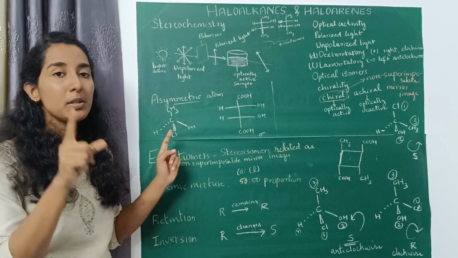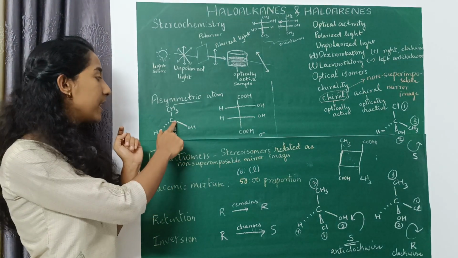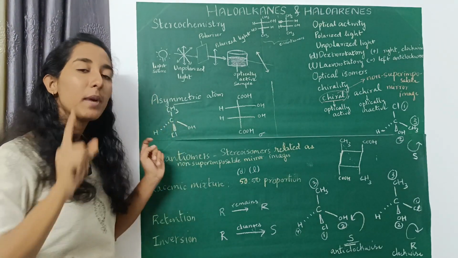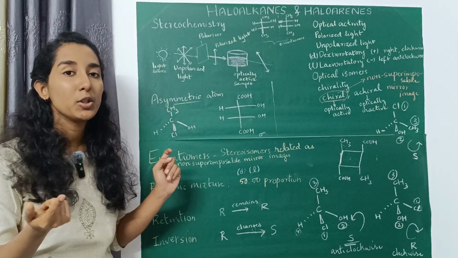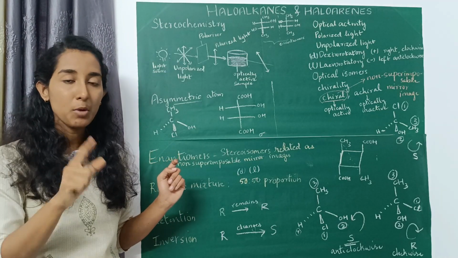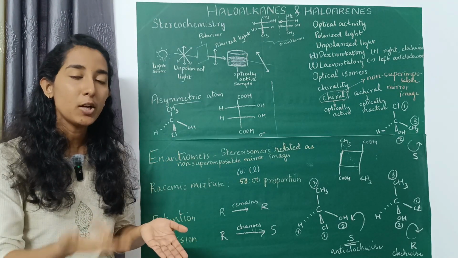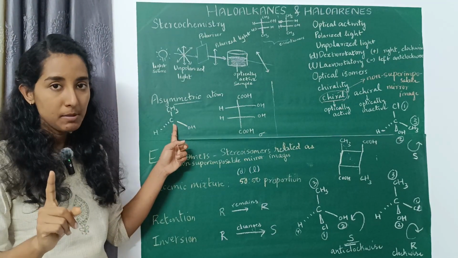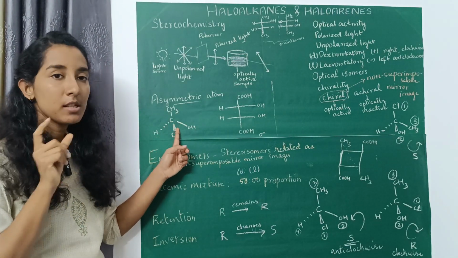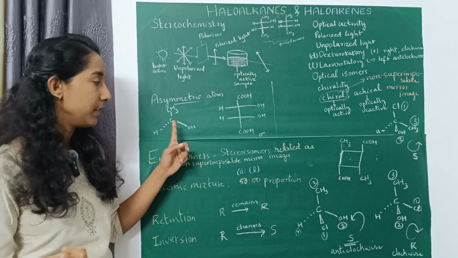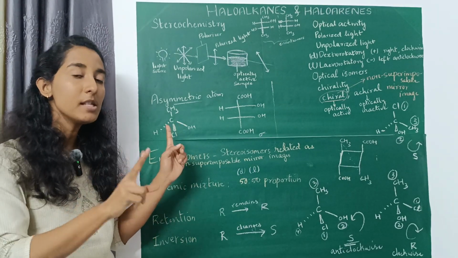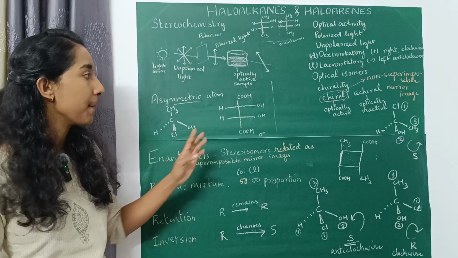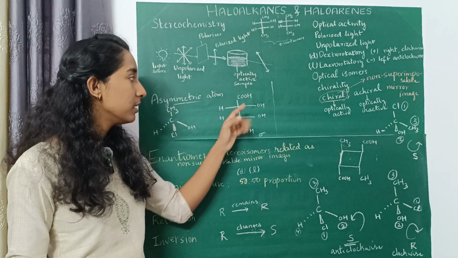This is an asymmetric center. If there is only one asymmetric center, then that molecule will be chiral. If a molecule is chiral, automatically that molecule will be optically active. Since it has only one asymmetric center, you can say that this is chiral, so it shows optical activity. Showing optical activity means it can rotate the plane of polarized light.